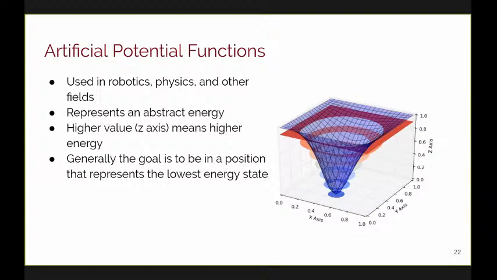So how can we use this in redirected walking? We can essentially take the physical environment as the input, or as the range of the artificial potential function, and calculate where the lowest points are, and those would be the most advantageous positions for the user to be in.